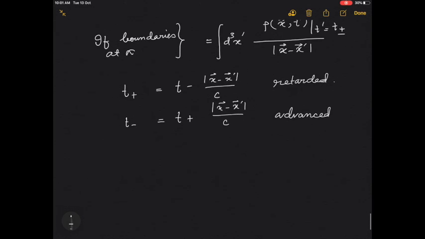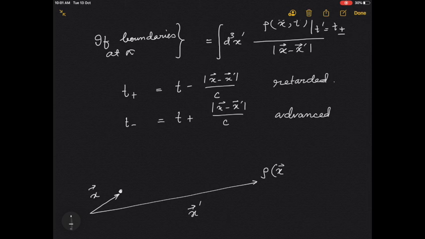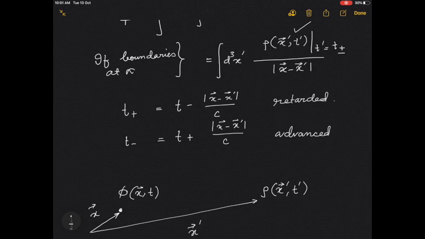So what is happening here? Let's see. So I have the charge density. So I am asking the following question. So I have one point here, say at x, another point here, say at x prime. At x prime I have a charge, so that I call rho at x prime. Okay, it's also a function of t, so let's call that t prime. I'm asking the question, what is the potential phi at time t?